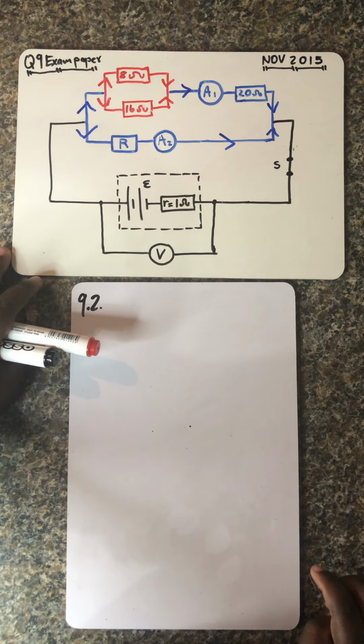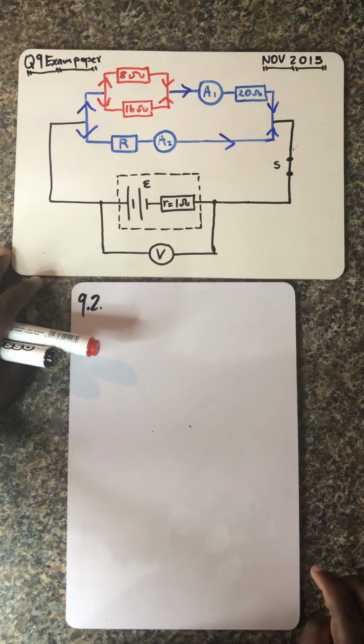Can you see? They say with switch S closed, the current passing through the 8 ohms resistor is 0.5 amperes. Very much important, guys. You've got the current passing through the 8 ohms resistor, which is 0.5 amperes. Okay, I hope you're able to see there.